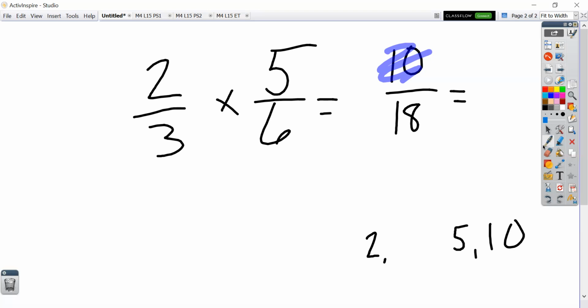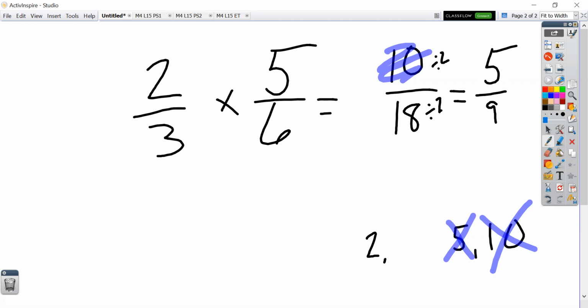Do any of these other numbers work for 18? Well, to make your life the simplest, always start with the largest number and work your way back. 10, 20, that doesn't work. 5, 10, 15, doesn't work. They were both even, so we know that 2 always works with 2 even numbers. So we could divide the bottom and the top, the numerator and the denominator, by 2. Well, 10 becomes 5, 18 becomes 9, 5/9. Now, if you know your prime numbers, 2, 3, 5, 7, 11, 5 is a prime number. So that gives you a hint that you're pretty close to being the simplest form.